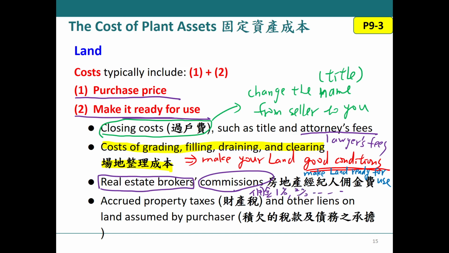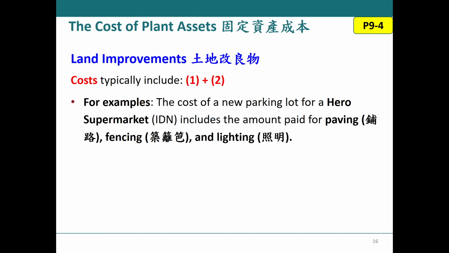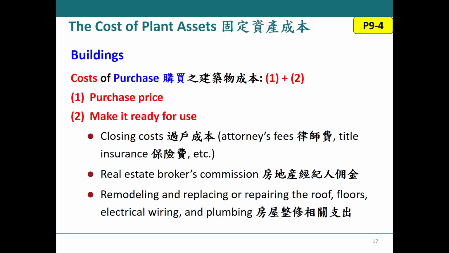Okay, so for PPE, more situations, more expenses we have than inventory. So that's 2. Any questions? Okay, so how about land improvement? 1 plus 2, the same. So 1 plus 2, the same. But it's not very important so far, but you just need to know 1 plus 2. How about buildings? Buildings, be careful. When we talk about buildings, we have 2 cases, 2 situations.